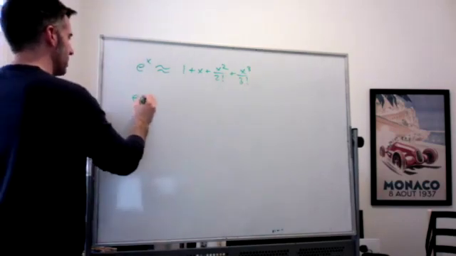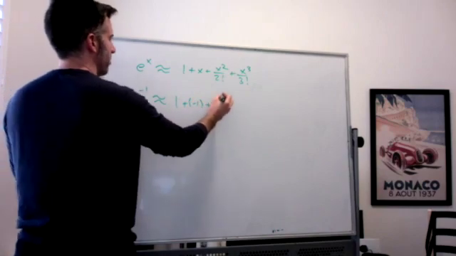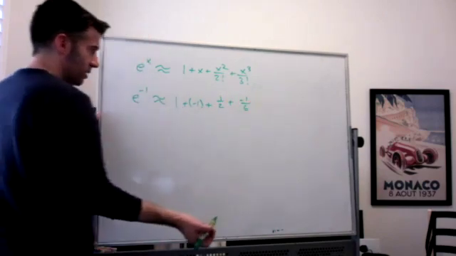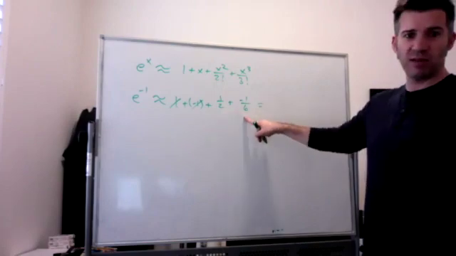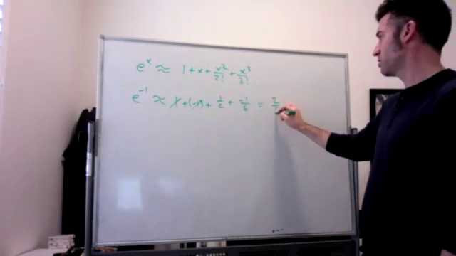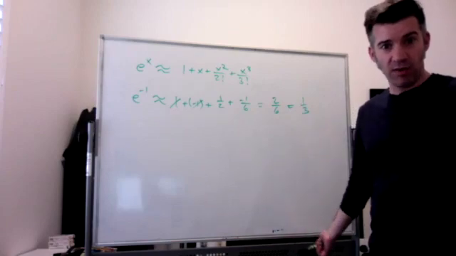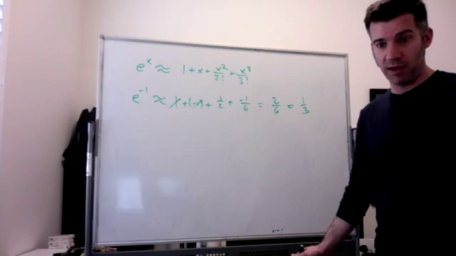So I'm going to do e to the negative 1. It's going to be approximately 1 plus negative 1 plus 1/2 plus negative 1 over 6. Those cancel. 1/2 minus 1/6 is 3/6 minus 1/6, which is 2/6, which is 1/3. So e to the negative 1 is about 1/3. How good is our estimate, or how big can our error be?